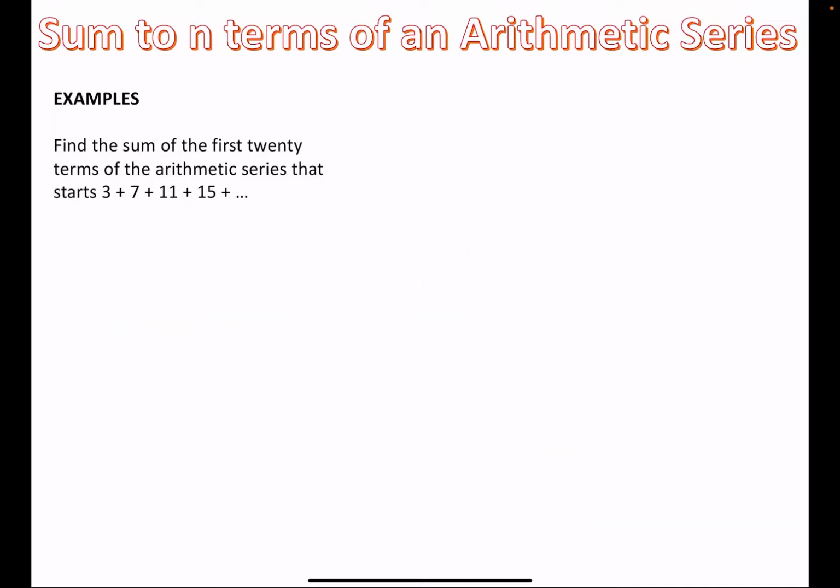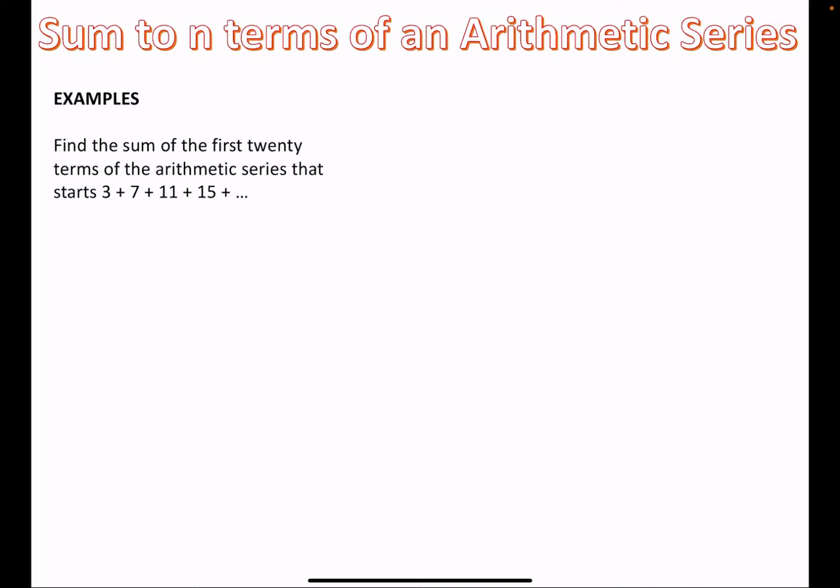So in terms of examples, find the sum of the first 20 terms of the arithmetic series that starts 3 plus 7 plus 11 plus 15, okay. Because there's only 20, you could just add them all together, but obviously we're trying to deal with a situation where we have much longer series, and we obviously want the shortcut using the formula, okay.